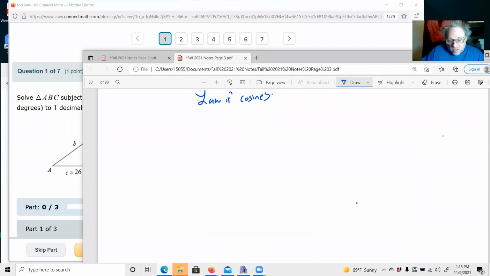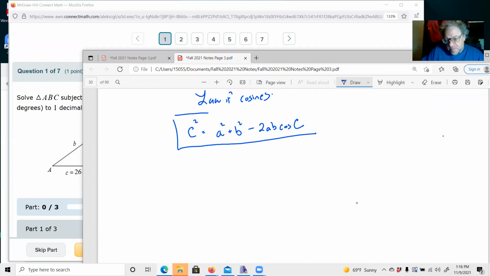So law of cosines: c squared is equal to a squared plus b squared. That's Pythagoras, right? So you should know that. And then there's a correction factor because it's not a right triangle. So that's how you memorize it.